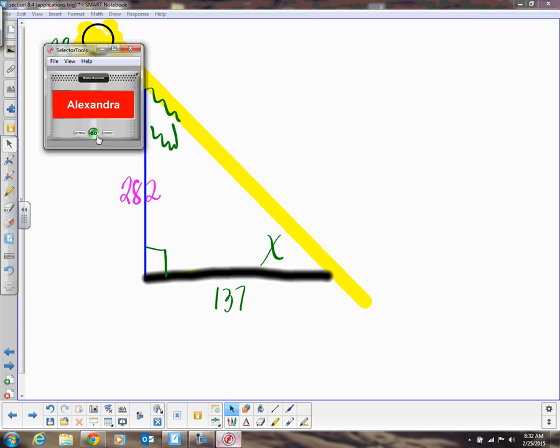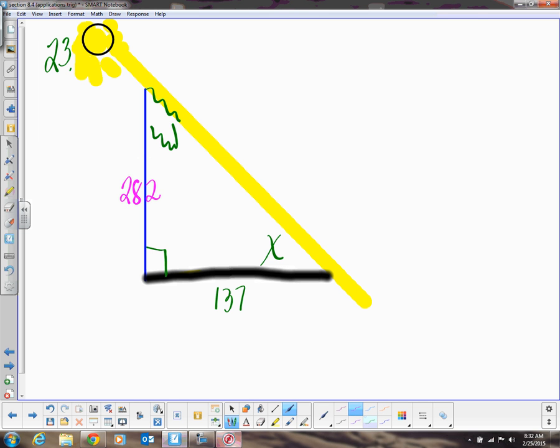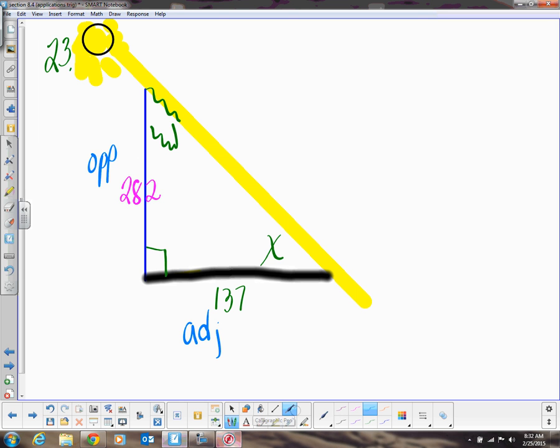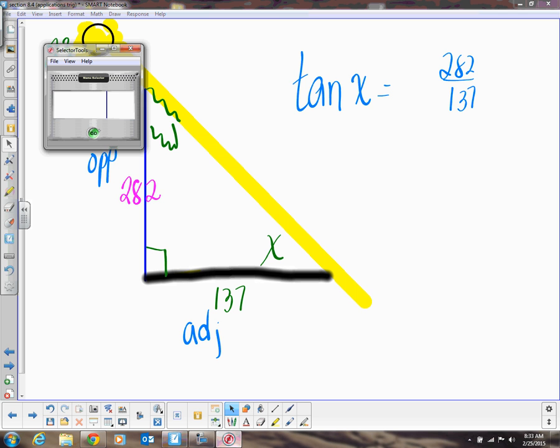So before we decide on our trig function, what do we do? Okay, so what is 282? What's 137? Excellent. So with that identified, what trig function are you going to use? Maxine? Tangent. And how's that set up? Good. Tangent of x equals 282 over 137. Now, this is different than anything we've done today, but we did do these yesterday.